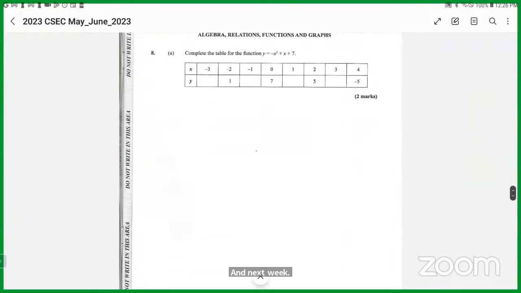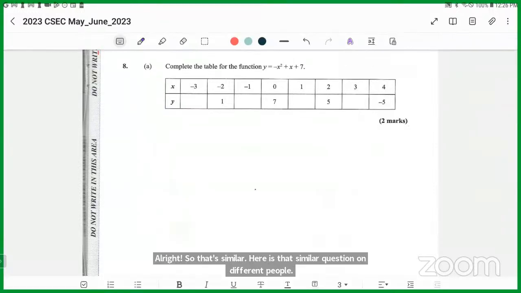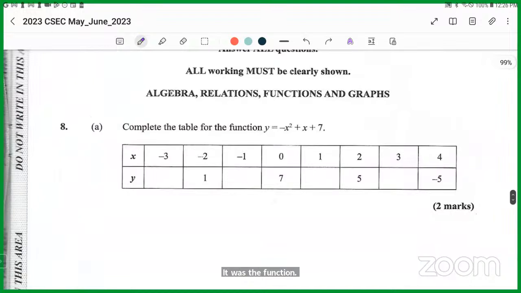All right. So here's a similar question on a different paper. This is 2023. They give us this table. It was the function. We look at it right away. You see that there? It's negative x squared. So you know that it frowns.